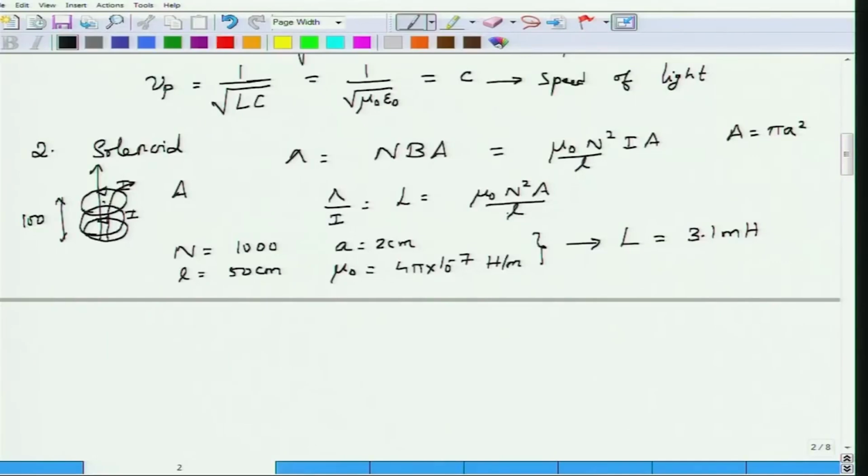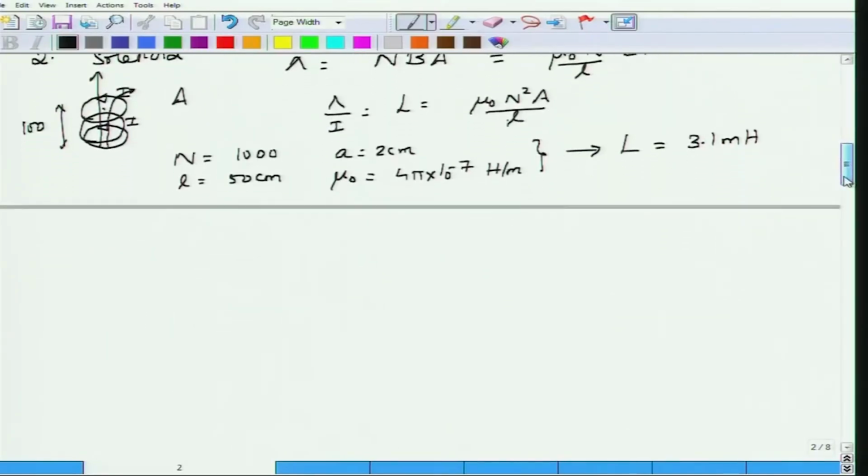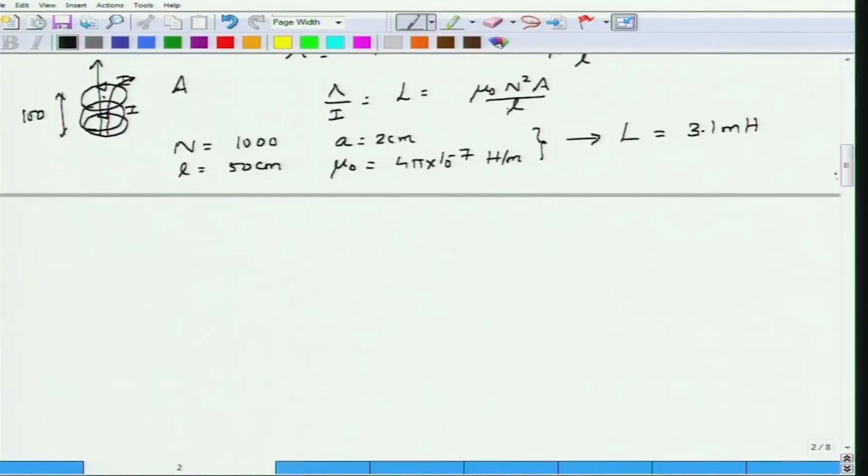So this is clearly not a very good way of forming an inductor. If you want to form an inductor with a larger value of L, you need to somehow introduce a magnetic material, so that the inductance, which without any magnetic material we can call L0, in this case 3.1 millihenry, becomes multiplied by mu r. Mu r would be the permeability of the magnetic rod that you are going to insert.